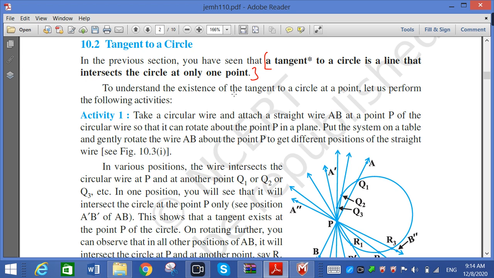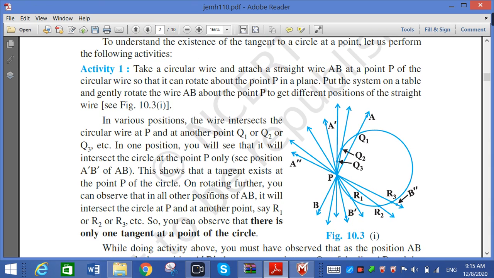To understand the existence of a tangent to a circle at a point, let us do the following activity. We will do an activity, in which, if you see properly, different lines are there. Start from AB, line AB.